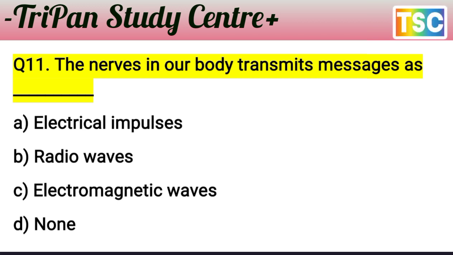The nerves in our body transmit messages as electrical impulses. The answer here is electrical impulses. Option A is correct. Electrical impulses here. That's the correct answer.